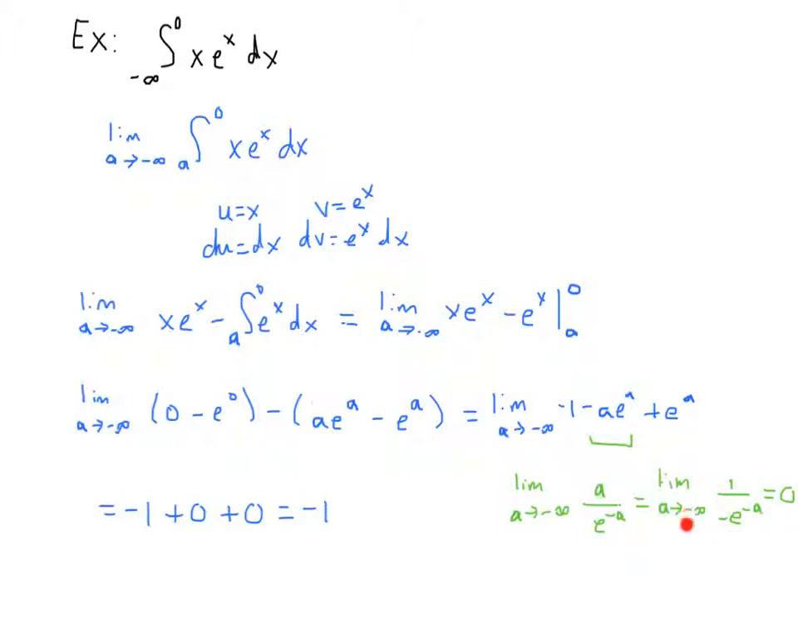And now when I try to plug in negative infinity, I get 1 on the top, and then I get a positive infinity down here, so it's e to the positive infinity, which gives me 1 over infinity. And then 1 over infinity I know is just equal to 0. So the limit of this middle part is equal to 0. And so that is where this 0 comes from. And then I just add those three things together, which gives me negative 1. So this integral is equal to negative 1, which means that it converges.